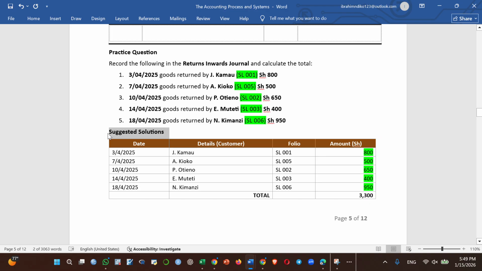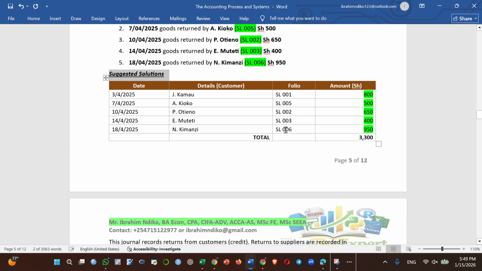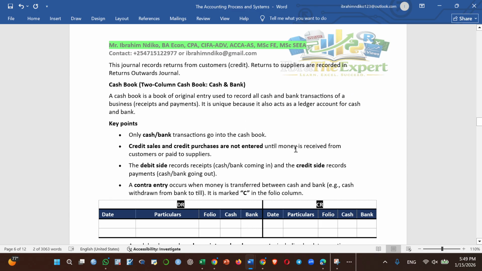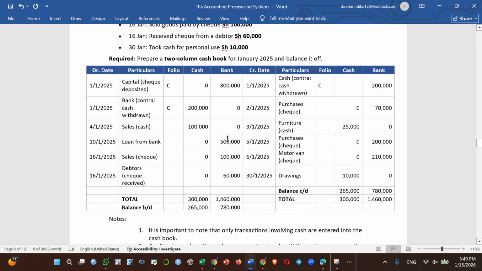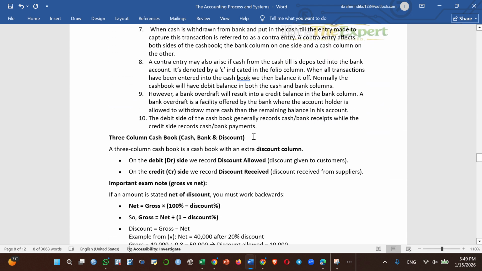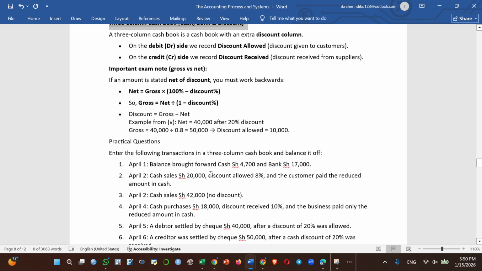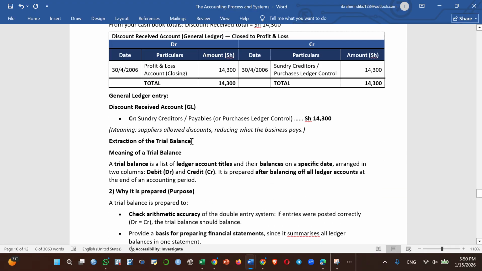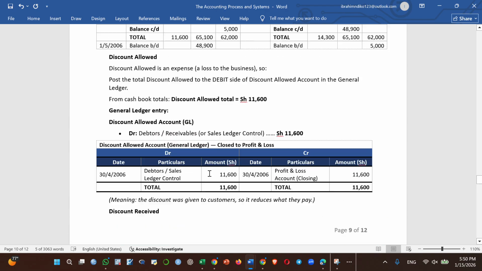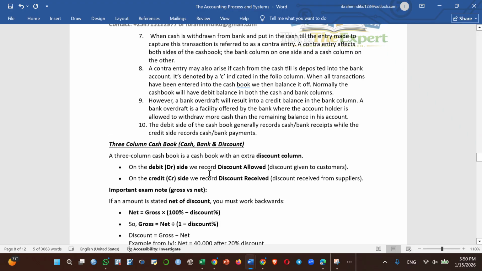Good. I think that is all. Alright, let's go to the next item: cash book. Now we have two types of cash book. We have 2-column cash book and 3-column cash book. I think we can start from there in our next class, with the 3-column cash book and the 2-column cash book. And then we will also finish extraction of trial balance, which we shall talk about once we record every item.